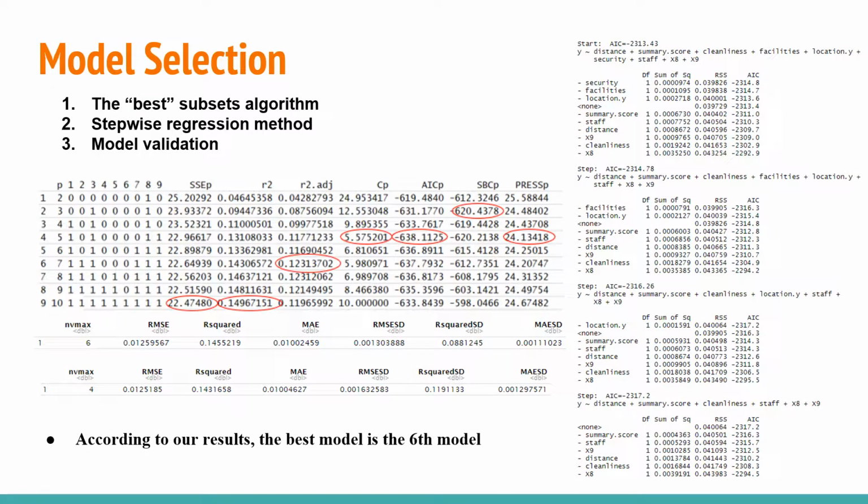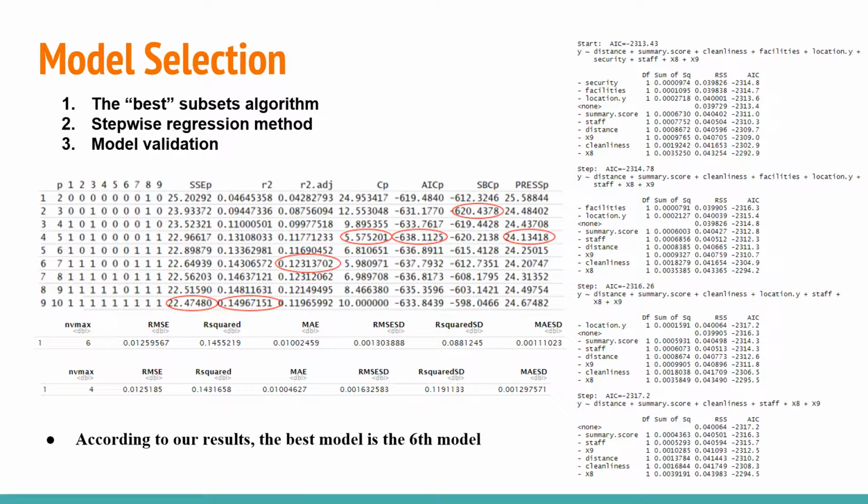After the Y transformation, we use three methods for the model selection process, which are the best subsets algorithm, the stepwise regression method, and model validation. Firstly, we use the best subsets. The first picture on the left shows the result. Based on the result, model 4 has the greatest number of best values among all 9 models. At the same time, the SSEP and R-square of model 9 are the greatest, but that's because as more predictors are added to the model, the SSEP will always decrease and the R-square will always increase. Model 6 has the best adjusted R-square value and model 2 has the best SBCP value. Model 4 seems to be the best one we might choose.